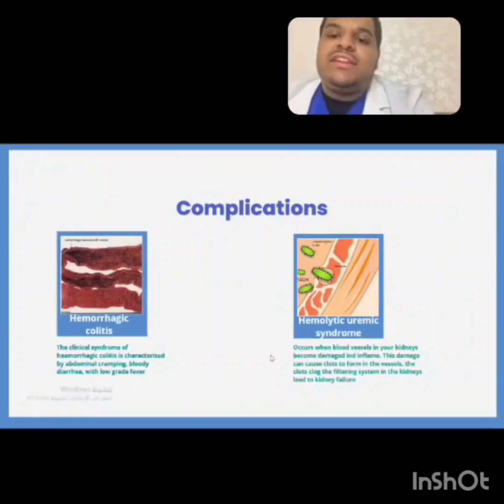Hemorrhagic colitis. The clinical syndrome of it is characterized by abdominal cramping and bloody diarrhea with a low-grade fever, while hemolytic uremic syndrome, HUS, occurs when the blood vessels in your kidney become damaged because of the E. coli infection and become inflamed. This damage can cause clots to form in the vessel. The clots clog the filtering system in the kidney, leading to kidney failure.